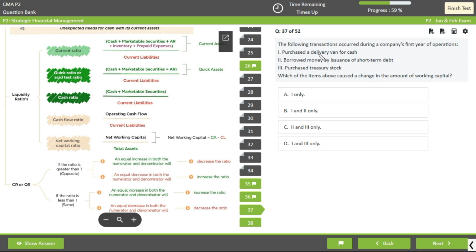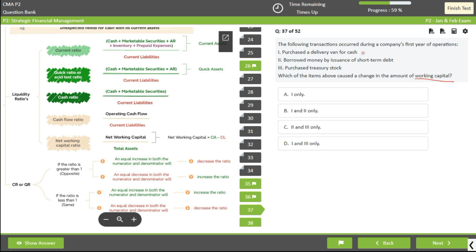37, we have the following transactions. The following transactions occurred during a company's first year of operations: we purchased a delivery van for cash, borrowed money by the issuance of short-term debt, and purchased treasury stock. Which one of the following has caused a change in the amount of working capital? So what is working capital? Working capital is the difference between current assets and current liabilities.